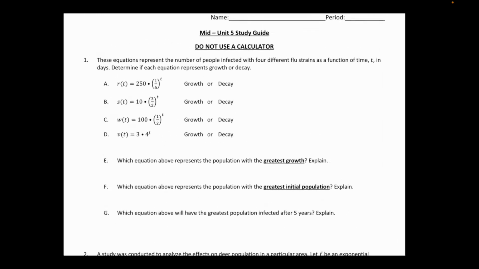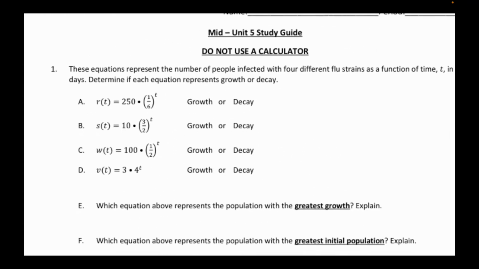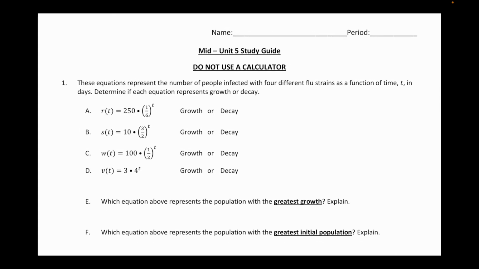Hey there, it's Miss B, and in this video we are looking at the Mid-Unit 5 study guide. So this is for Unit 5 of Illustrative Math Algebra 1. You are to not use a calculator, so we will do this without a calculator, at least for this part.